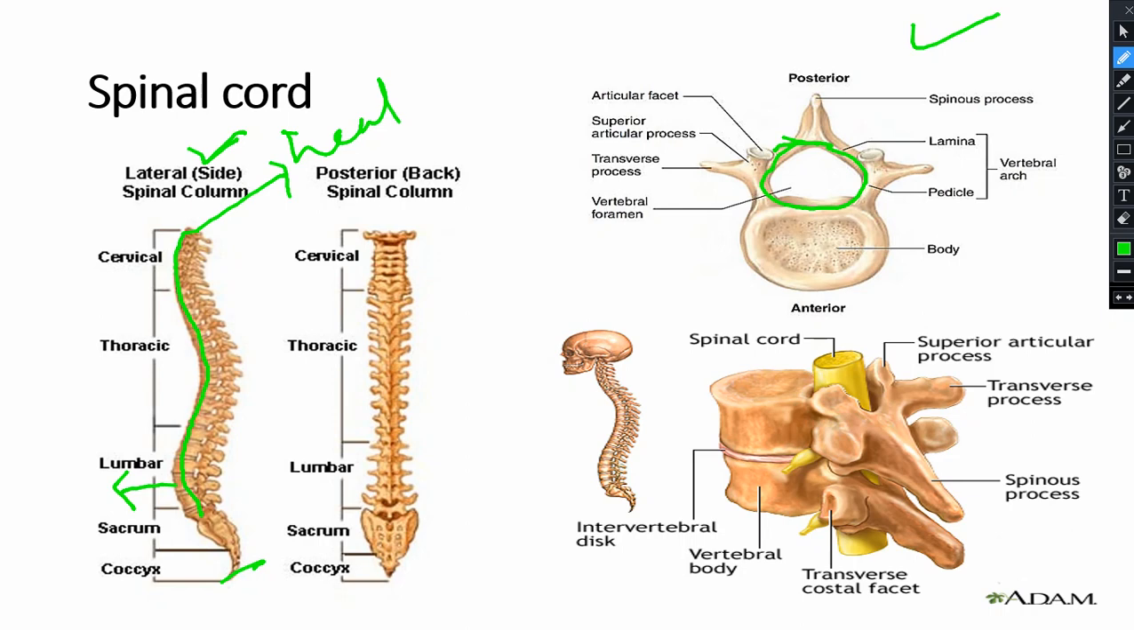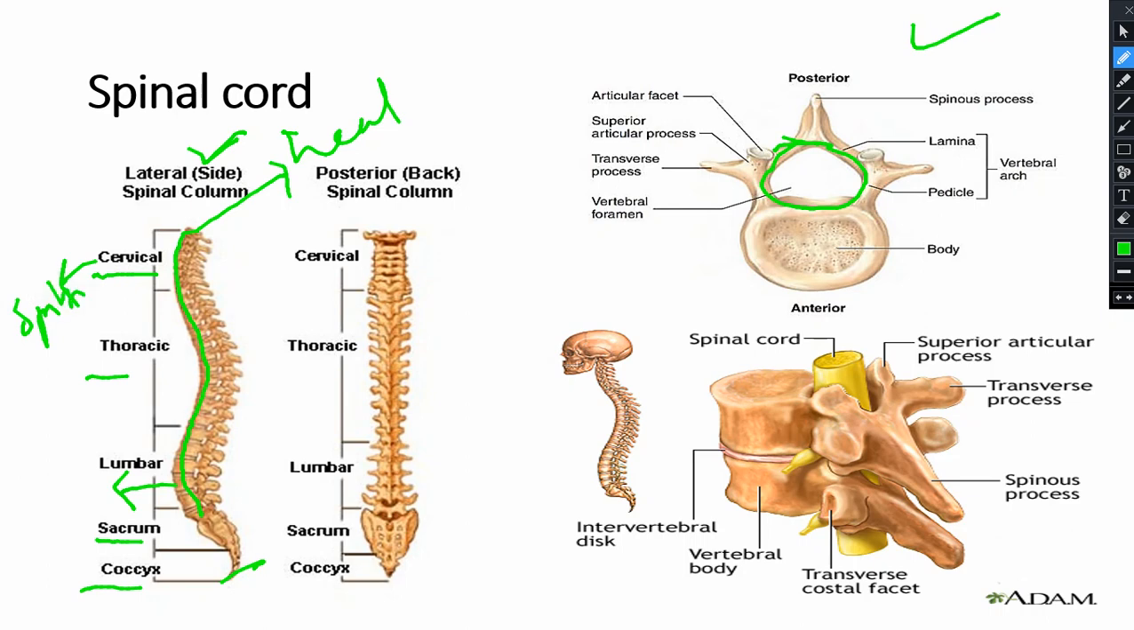The spines are also named according to this region. If you look to this whole vertebral column, it is a very long vertebra. But according to their region, they have been given names like cervical, thoracic, lumbar, sacrum, and coccyx. So the spinal cord has the same names, and they just added the word spine.